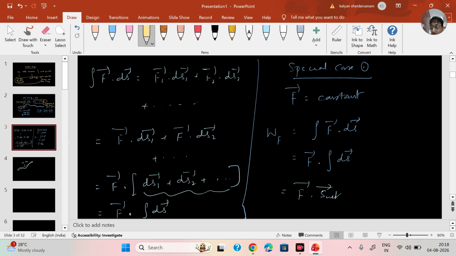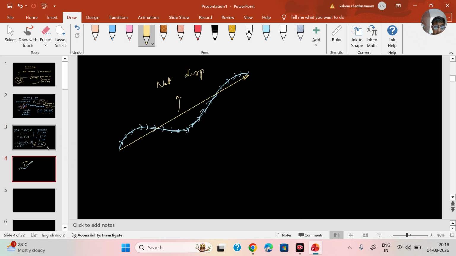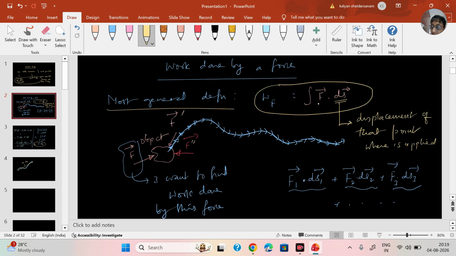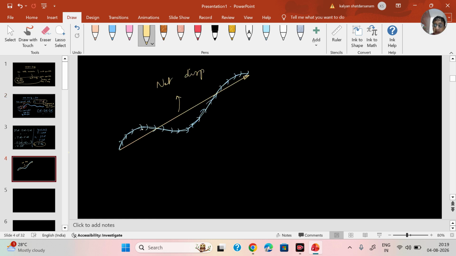So I can write it as F dot S net. When can you write it like this? Only when force is constant. So this is a very powerful idea, because most of the time we encounter constant forces. So work done by a constant force is F dot S. This is not a general definition. It works only for constant force. The general definition is of course integral F dot ds, where ds is the displacement of that point where force is applied.